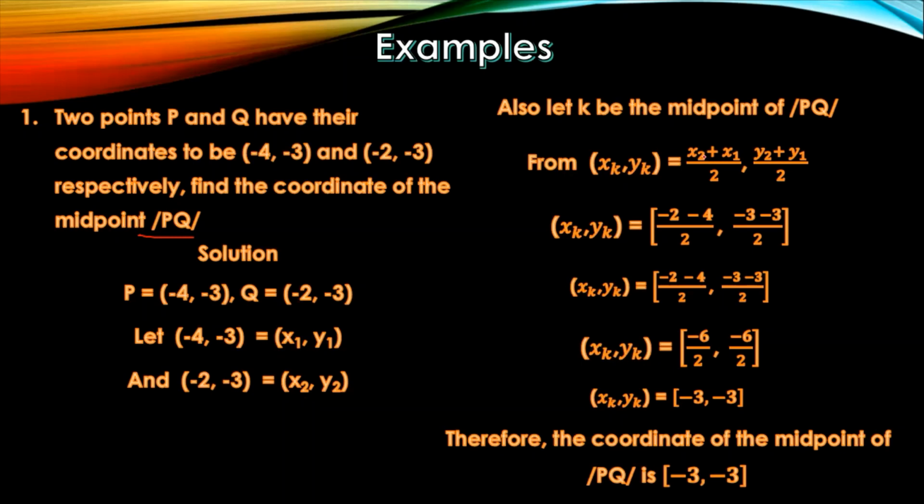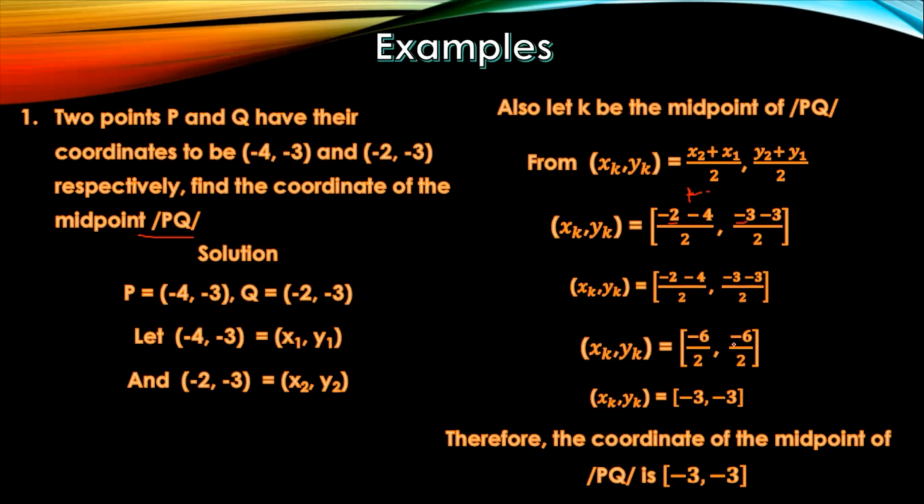What is x2? Our x2 is -2, that's why we have -2 here. Our x1 is -4, and the plus times minus will give us minus, that's -4. Our y2 is -3, that's why we have -3 here, and our y1 is -3. Plus minus will give us minus, that's why we have -3 here. So -2 minus 4 will give us -6.